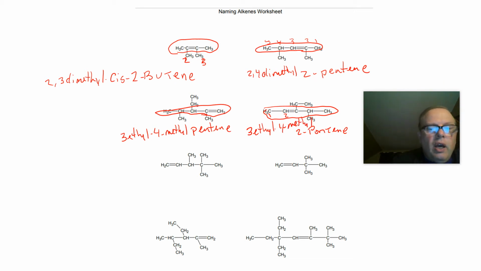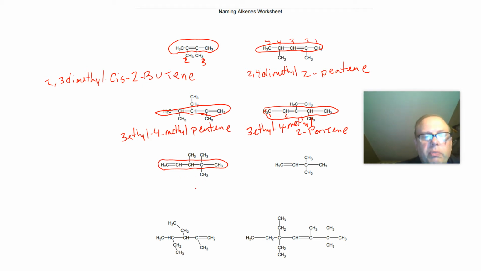Okay. So here we're going 1, 2, 3, 4, 5. Remember that the double bond always has to be part of the central chain. So this is again going to be a pentene. And we have 1, 2, 3, 4, 4. So 3, 4, 4 trimethyl pentene.